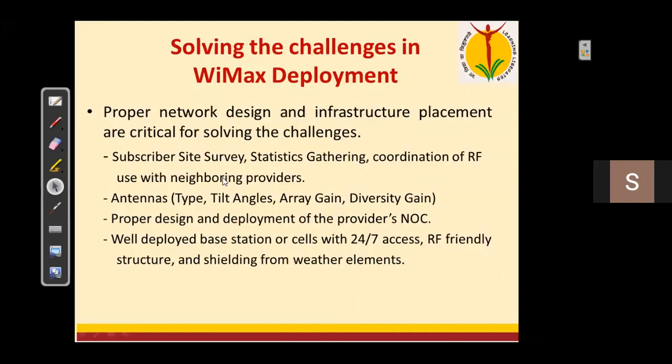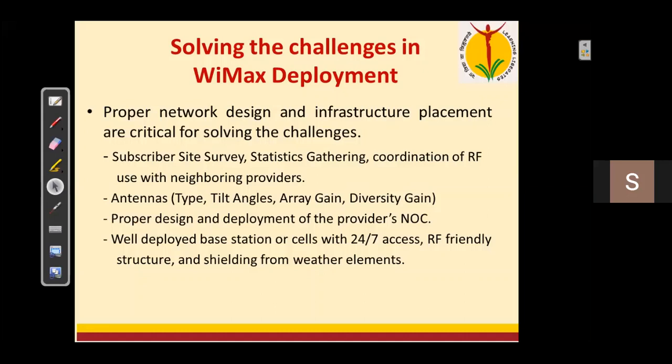Therefore, to solve this challenge, we have to do a site survey. You have to gather the statistics, so that I can get more signals after reflection, including from neighboring providers, because in one cell maybe we have another base station. From that, maybe we can create interference. We have to see that, and you have to decide.